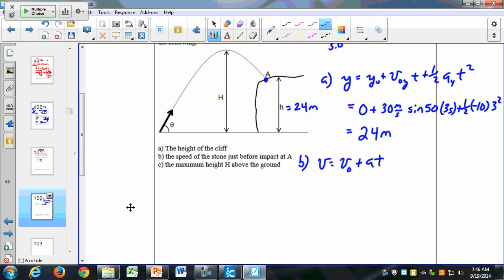Does anybody know the y component of the velocity? Josh, do you have it yet? The y component at 3 seconds? You don't have it yet. Brandon, you have it? So you want to first find the y component. Use Pythagorean theorem to find the resultant.